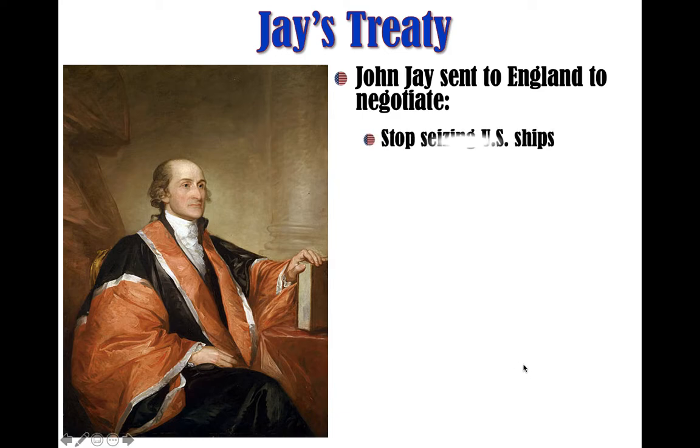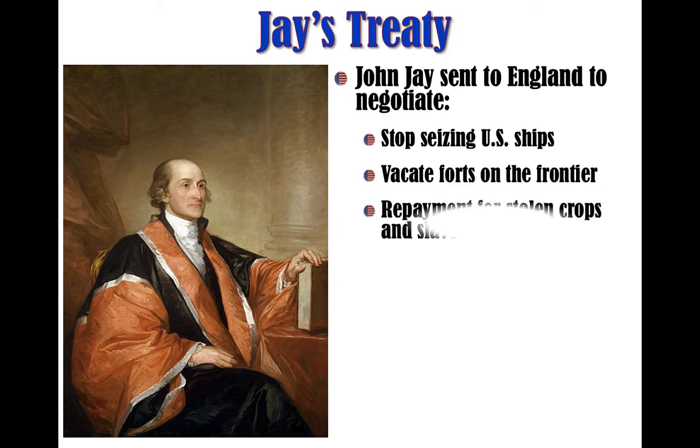So John Jay went over and said, hey, England, please stop seizing U.S. ships. We're not really enjoying the fact that you're stealing our ships because obviously we're having ships go out for trade. So he said, stop doing that. He said, please vacate any of your forts on the frontier, because England still had some forts in the States in America. Also said, you need to repay us for any stolen crops and slaves from the Revolutionary War.